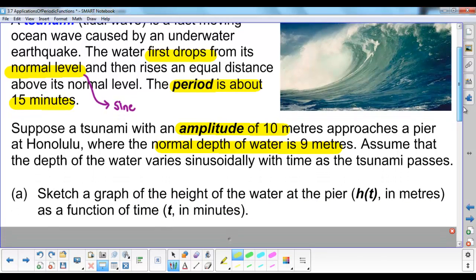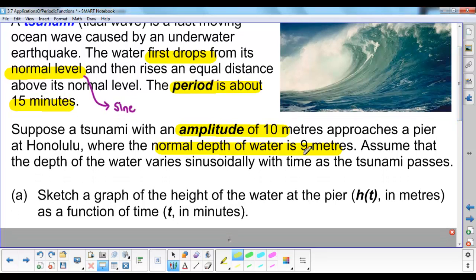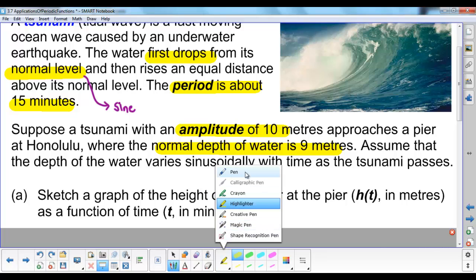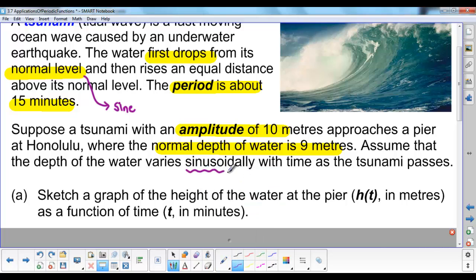Okay, so it says assume that the depth of the water varies sinusoidally. Now, the word sinusoidally, because it starts with sine, a lot of people think that they must be using a sine function. And in this case, coincidence may have it that we are actually using a sine function. But all that sinusoidally means is that it rises and falls and rises and falls. It's like a periodic function. You don't have to use sine. But in this case, we're going to, because of all the evidence that suggests that.